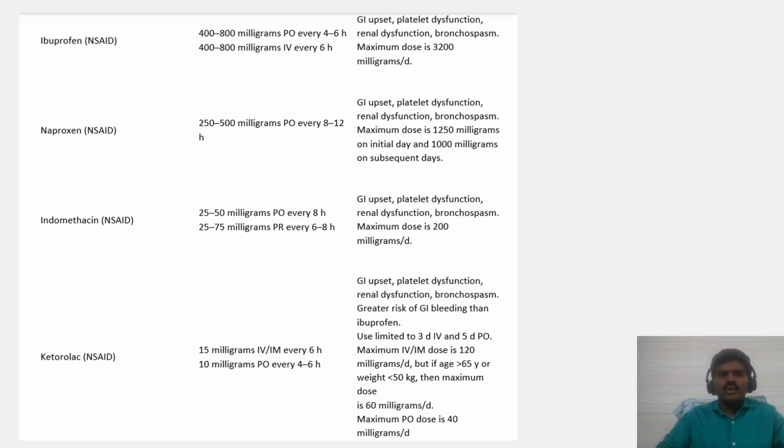Ibuprofen 400 to 800 milligrams per oral or 400 to 800 milligrams IV every 6 hours. Naproxen 250 to 500 milligrams per oral every 8 to 12 hours. Indomethacin 25 to 50 milligrams per oral every 8 hours. Ketorolac in the dose of 15 milligrams IV or IM every 6 hours or 10 milligrams per oral every 4 to 6 hours can be used.